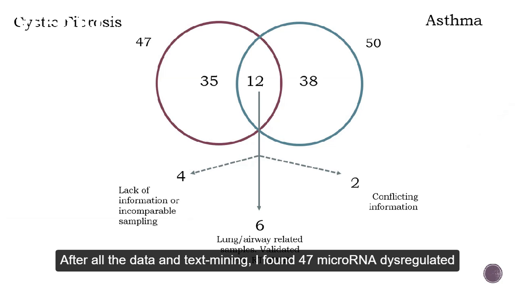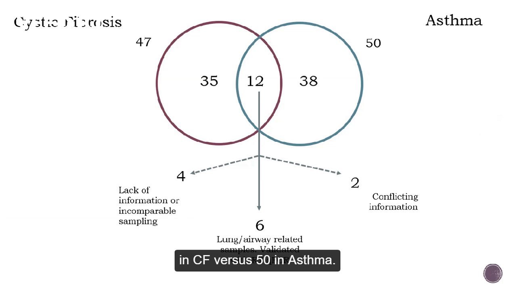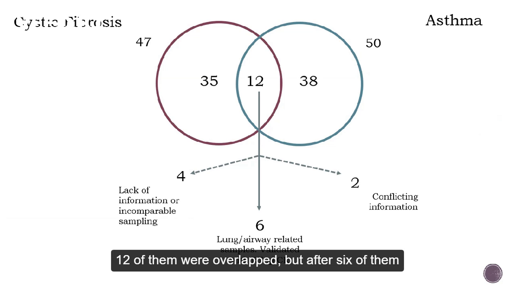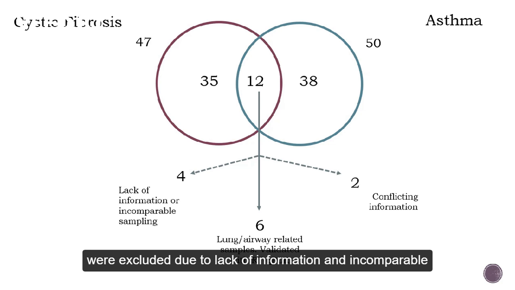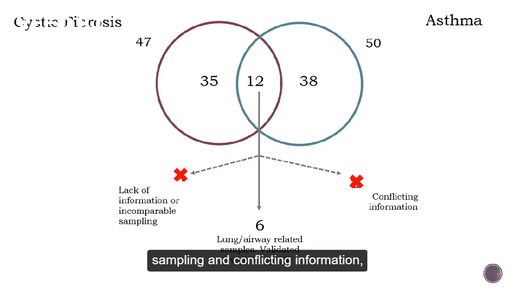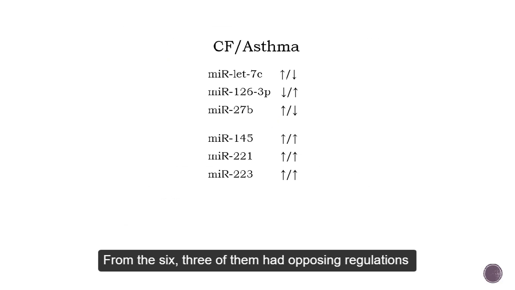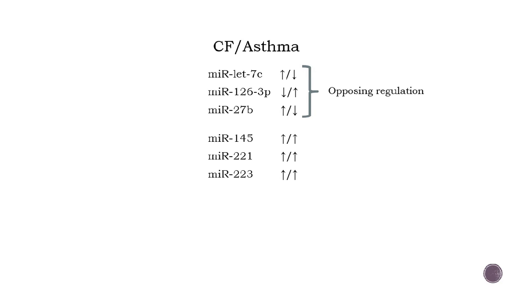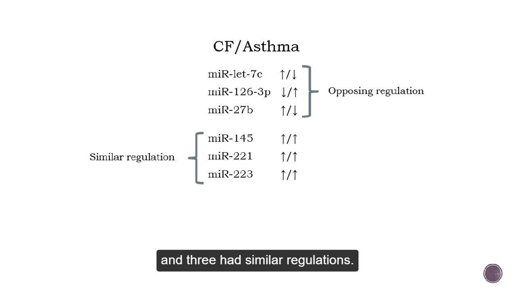After all the data and text mining, I found 47 microRNA dysregulated in CF versus 50 in asthma. 12 of them overlapped, but 6 of them were excluded due to lack of information, incomparable sampling, and conflicting information, so only 6 were left for comparison. From the 6, 3 of them had opposing regulations and 3 had similar regulations.